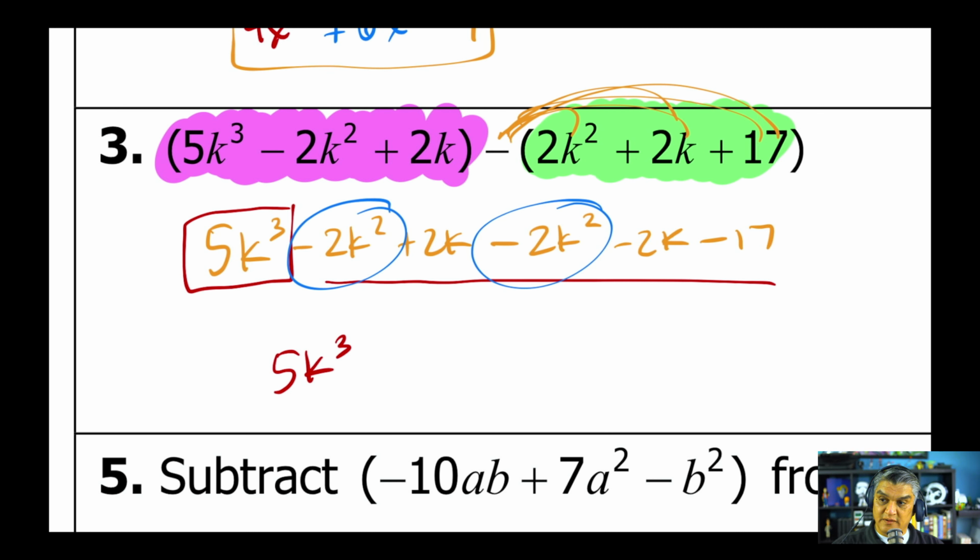Yes, always be careful when there's a negative or subtraction, exactly. So I have negative 2k squared minus 2k squared. That's minus 4k squared. Okay, next we look for the k to the first. So I have 2k minus 2k. Ooh, 2k minus 2k. That's 0. And then lastly, I have one constant, minus 17, so it's minus 17. It is that simple.